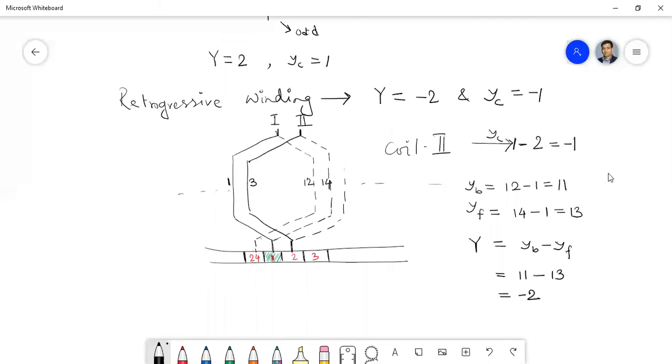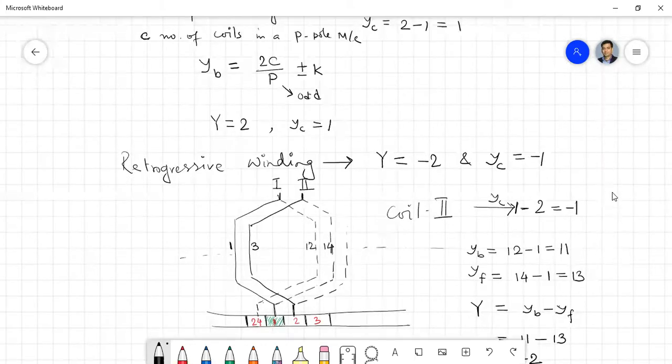Everyone? Sir, I have a doubt, sir. Sir, the last day you told that this formula, Y equals YB minus YF, is applicable only for lap winding. For wave winding, it will be plus. Yes. The back pitch formula we used in the last class, 2C by P, is also applicable for lap winding.